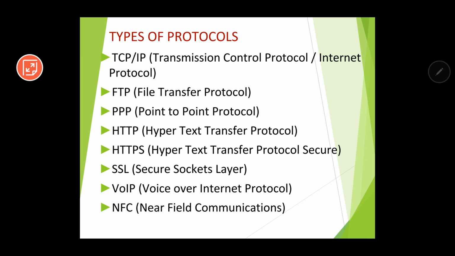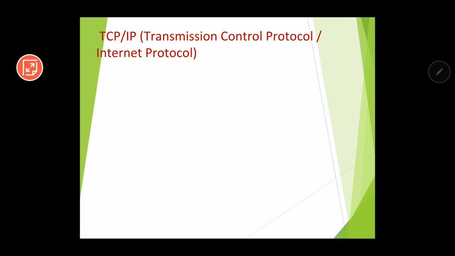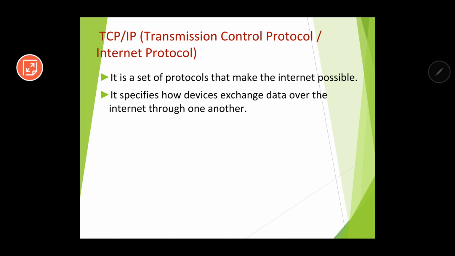So without further ado, let us go to the first type of protocol, which is TCP/IP. TCP/IP stands for Transmission Control Protocol / Internet Protocol. It is a set of protocols. Set of protocols means within TCP/IP there are various protocols, or here you can see there are two protocols. One is TCP, another is IP. Similarly, there are various protocols which are incorporated under TCP/IP, and this set of protocols make the internet possible.